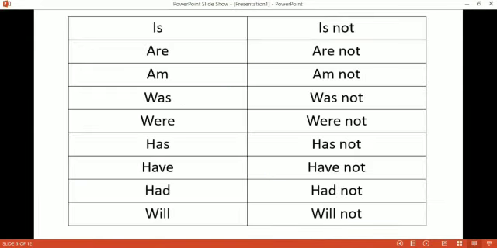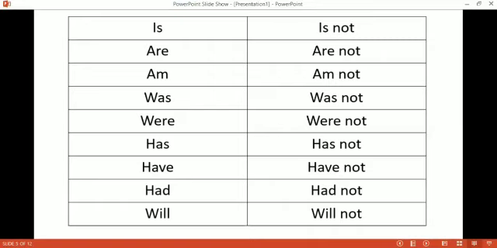Okay, children, on this page, I have made a table of helping verbs for you. You have to keep these helping verbs in your mind, that whenever these helping verbs are used in sentences, you have to put not or no after these helping verbs to make your negative sentences. And I know you have already learned what the helping verbs are. Is, are, am, was, were, has, have, had, will, shall, would, could, may, might, can, could. These are helping verbs.